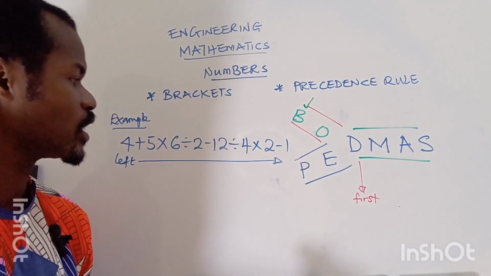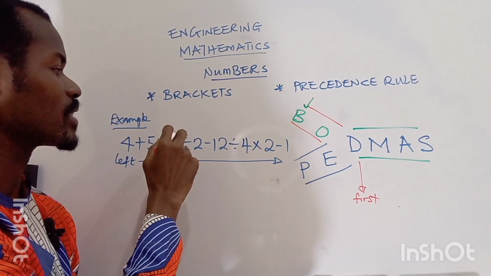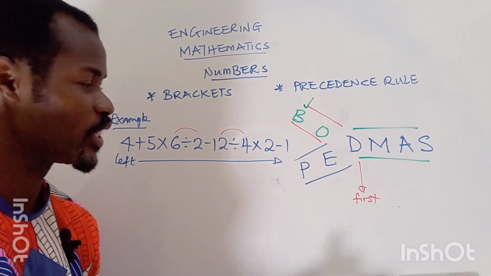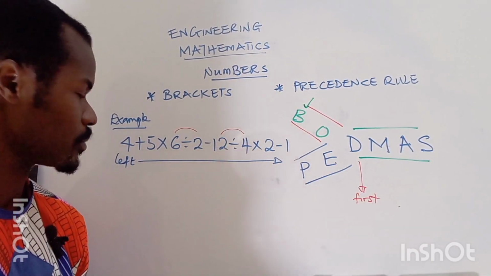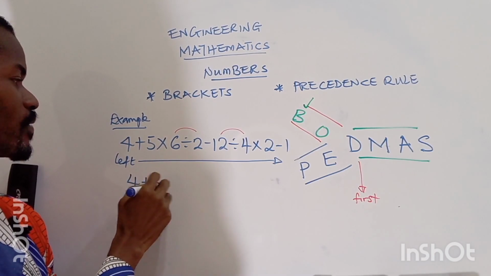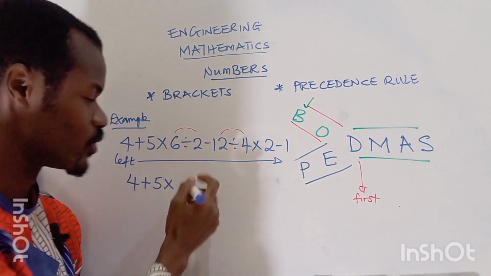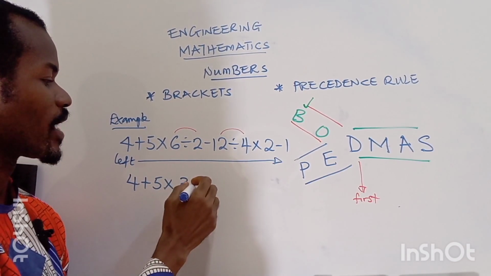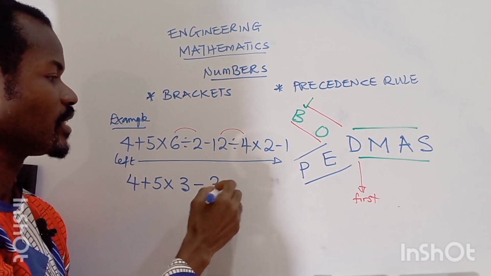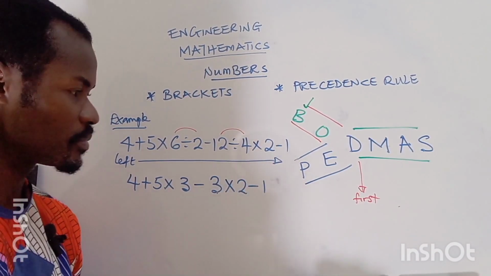So all we are going to do in this problem is anywhere we have division, we are going to tackle it. So we are going to tackle this and we are going to tackle this. Now let's write the whole expression tackling all the division. So let's see what that gives us. So this is going to be 4 plus 5 times what? 6 divided by 2, we know is 3. So we have minus 12 divided by 4, we know is still 3. So times what? 2 minus 1.